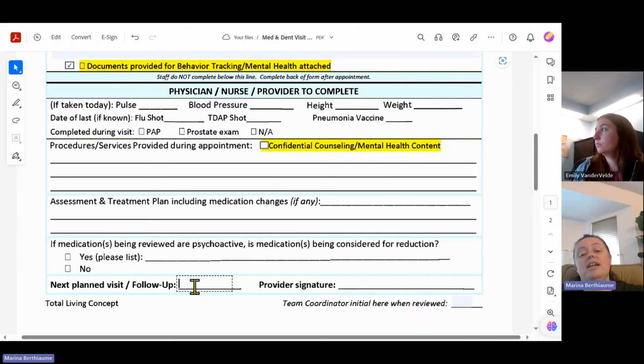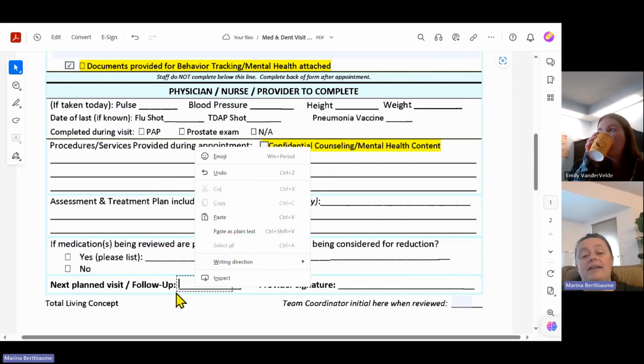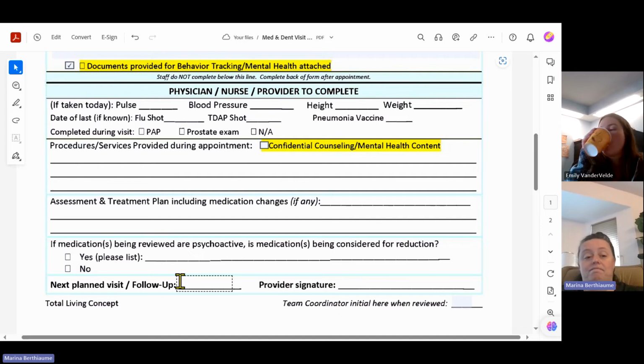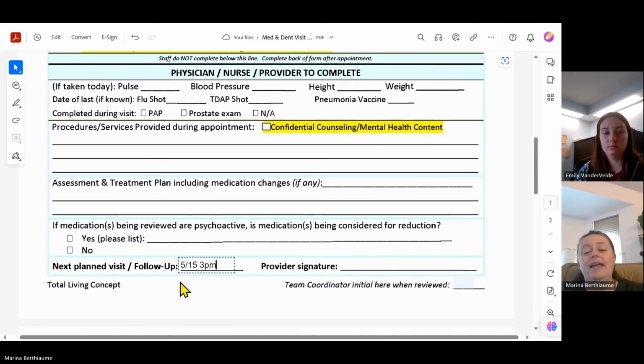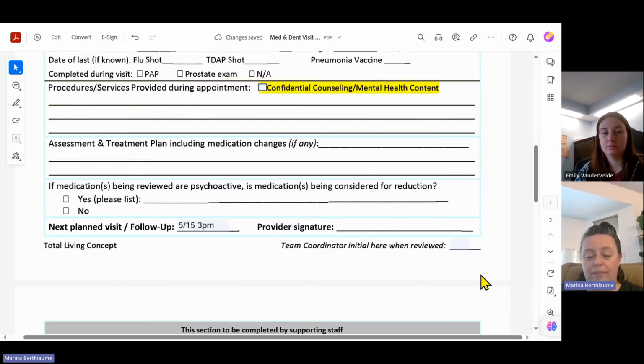You want to make sure that you write in here everything that you need to know about follow-up. Usually it's just a date and they say come back in 6 months. So that'd be like May 15 at 3 p.m. And then make sure that the doctor, the provider, has signed this form. Now, I said that was the number 2 most important. Here is the top most important part of the form.